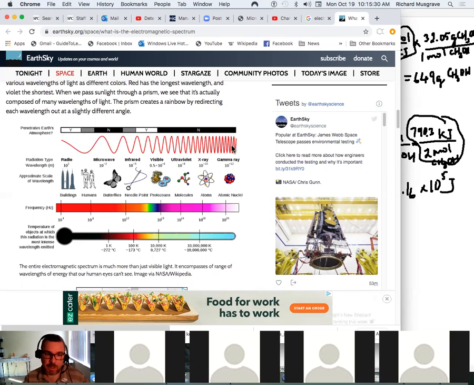So that's what I'm trying to get at here with this. And the other thing I want you to be able to appreciate is the fact that the visible range is only a very small area. It's this area right here that we can see. That's it. We cannot see anything else on the spectrum.